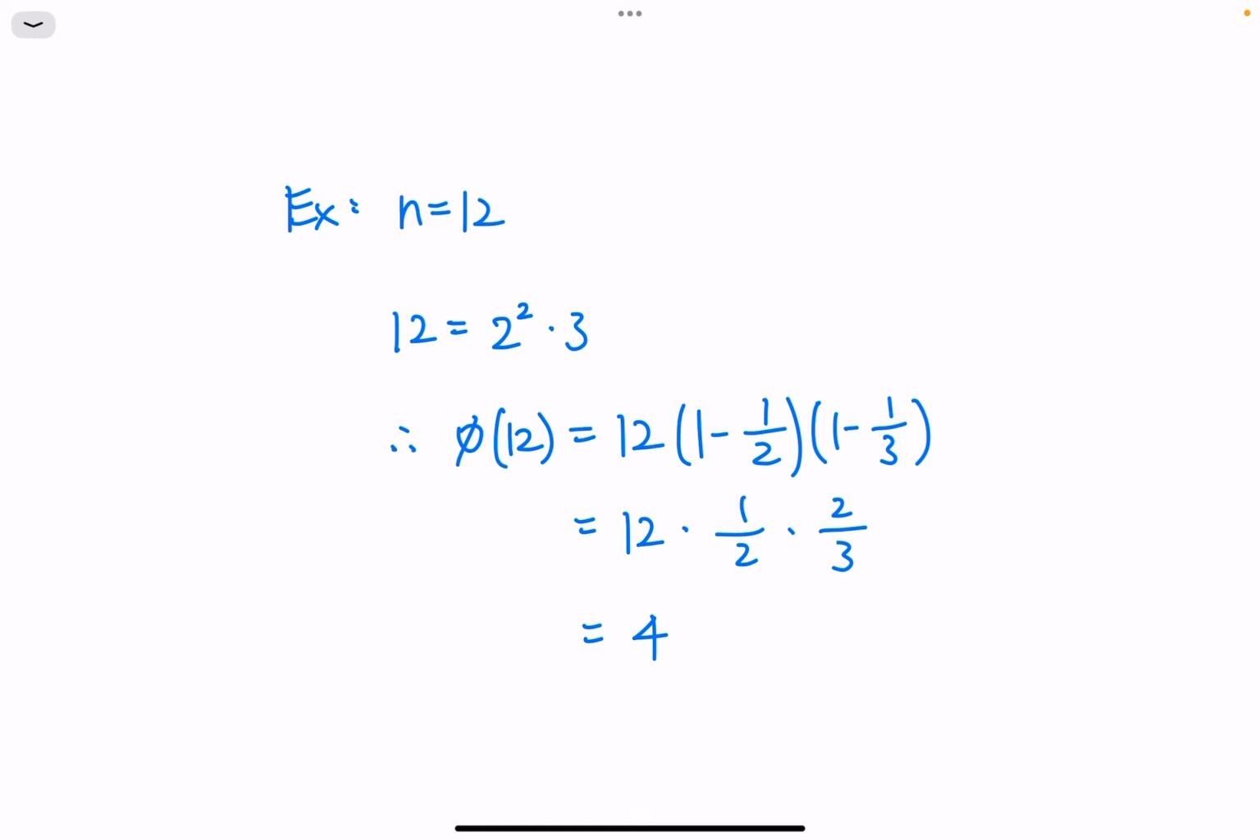We factorize 12 and it is equal to 2 to the power of 2 times 3. And so phi 12 is equal to 12 times 1 minus 1 over 2 times 1 minus 1 over 3. And the answer turns out to be 4. And it is exactly the same as if we write it out and check the relatively prime numbers. And so this is the shortcut.